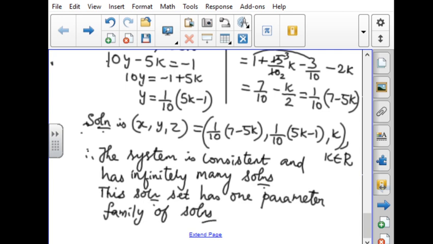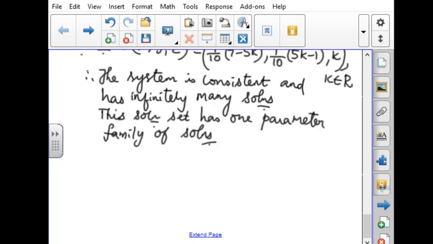So the final answer should be like this, students. The system is consistent and it has infinitely many solutions, and we have to go for the parameter we have applied. Only for z we have taken k. So this solution set has a one-parameter family of solutions. So this is the second method to find out the infinitely many solutions.